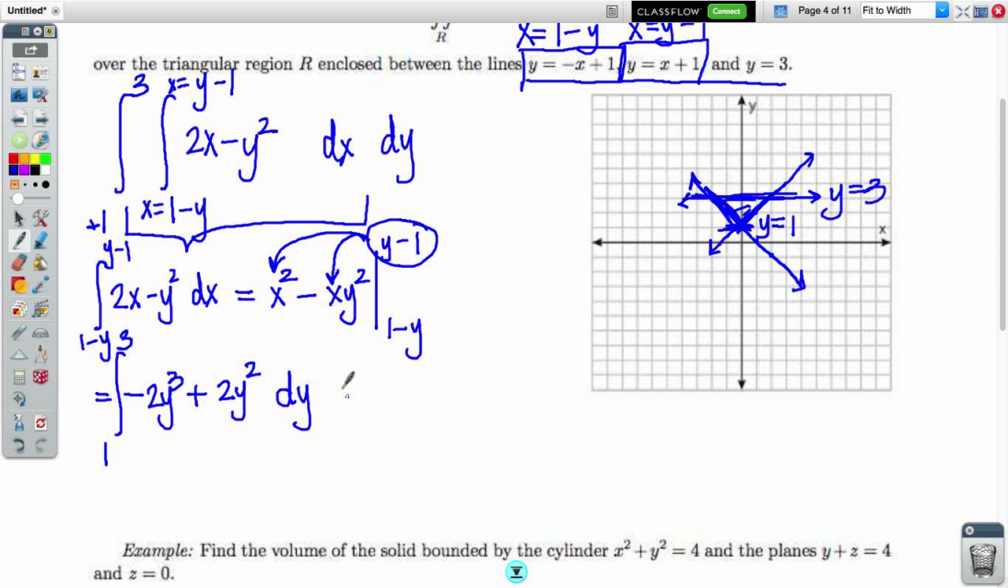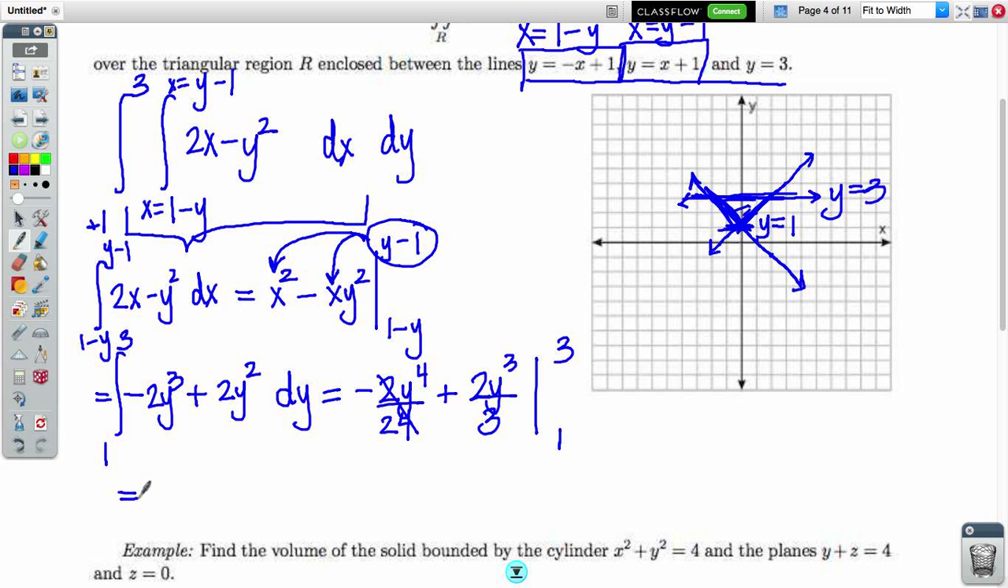So we're kind of back to single variable calculus, right? So the integral of negative 2y cubed is negative 2y to the fourth over 4. And then the integral of 2y squared is plus 2y cubed over 3. And then I just need to evaluate from 1 to 3. Now I'm going to simplify this just real quick and say negative y to the fourth over 2.